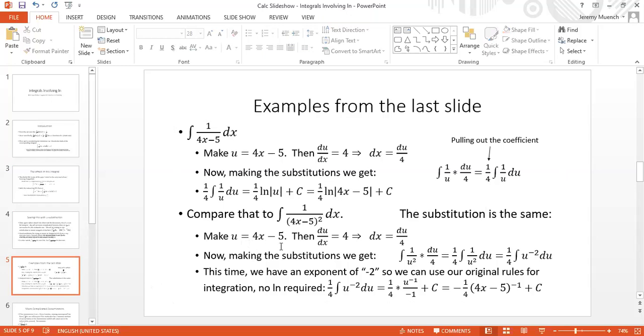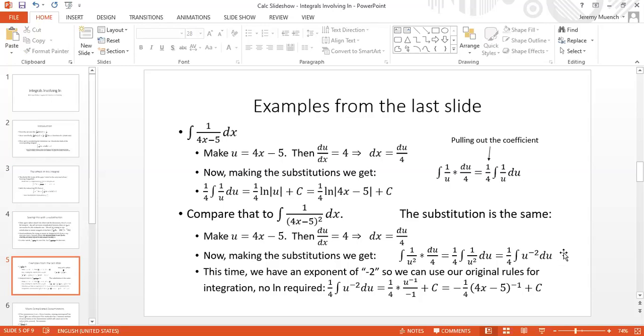U is still 4x minus 5. Du dx is still 4, dx still equals du over 4. We're getting the exact same setup here, but now we have 1 over u squared times du over 4, which, if we rewrite this so that everything's in the numerator, to get rid of our fraction, at least inside the integral, we're going to leave the 1/4 outside. But if we rewrite this, what we get is 1/4 times the integral of u to the -2 du.